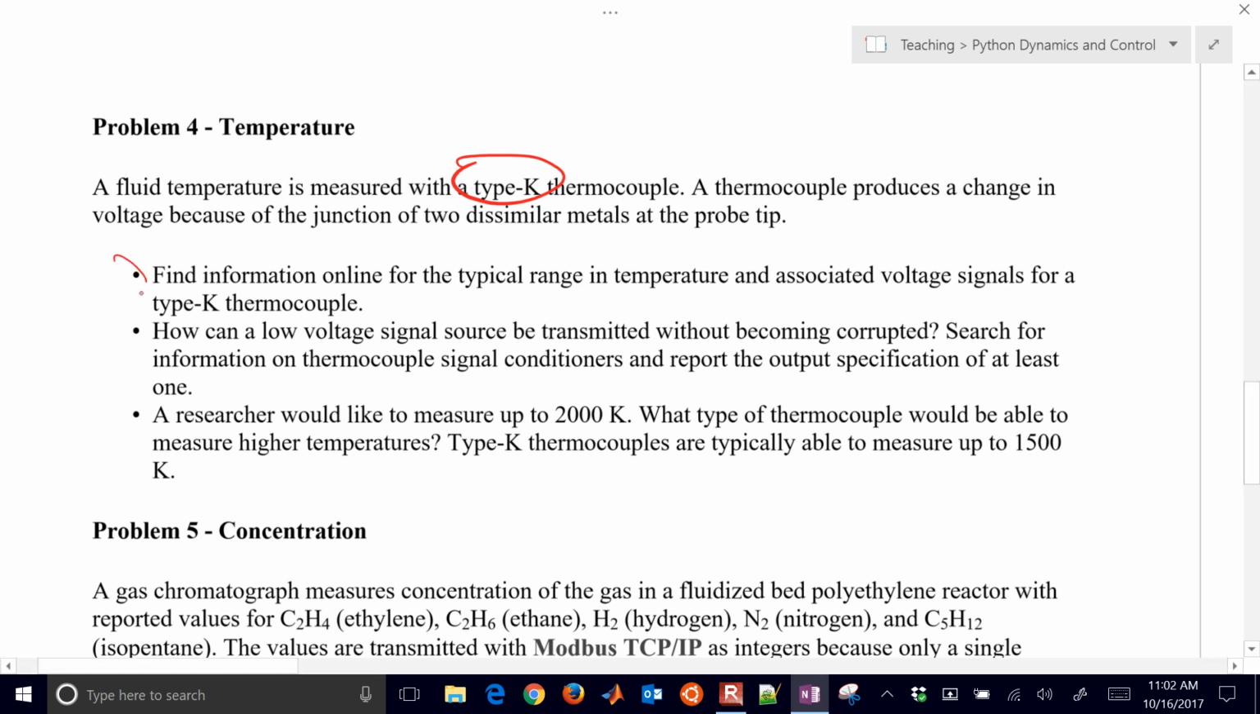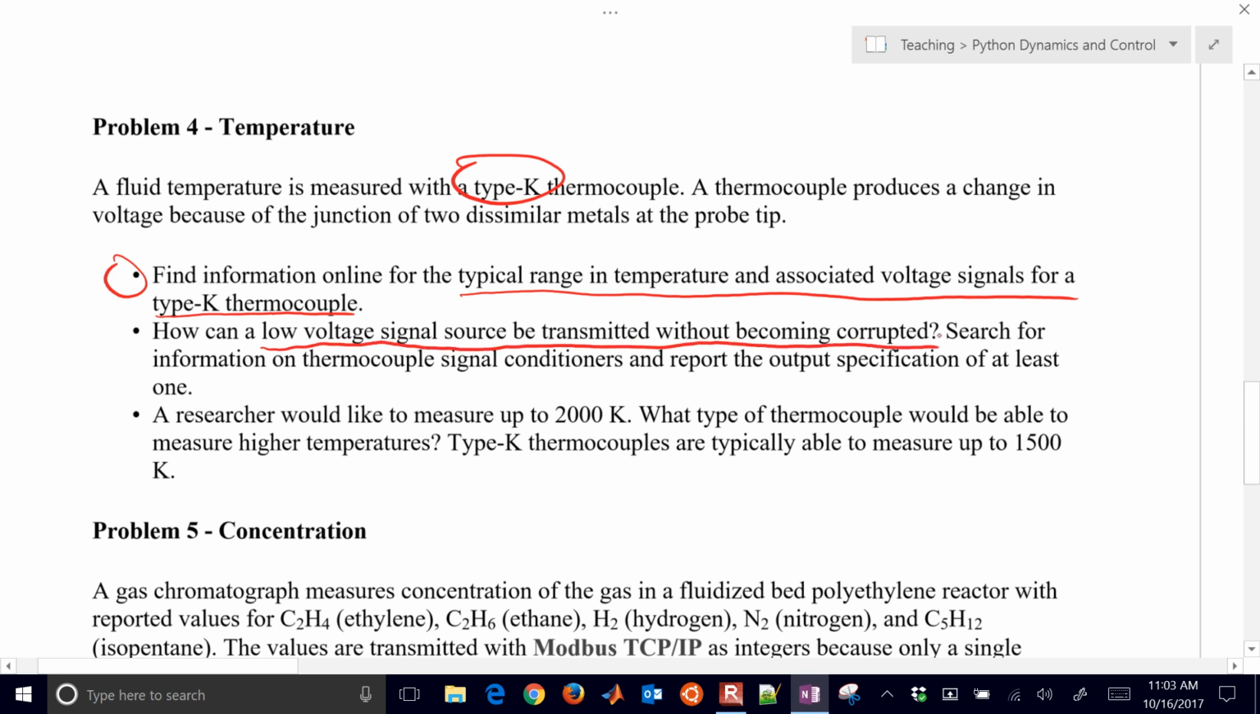So what I want you to do is just go find some information online for a typical range and temperature and associated voltage signals for a type K thermocouple. So see if you can find that online, for example, from a distributor. And then how can a low voltage signal source be transmitted without becoming corrupted?